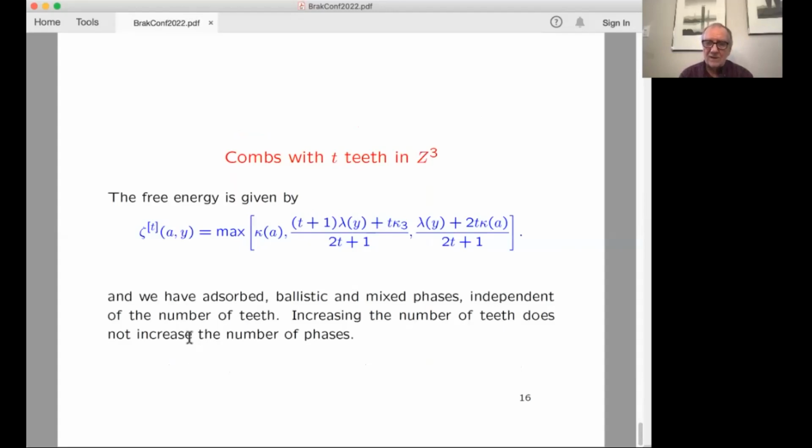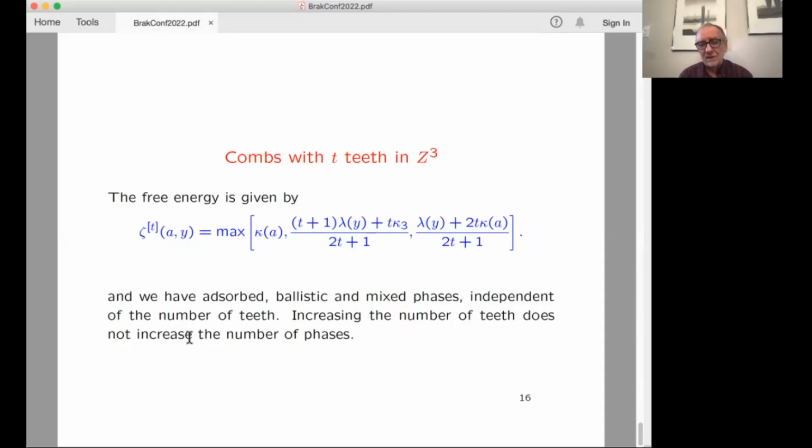The second one has this term t plus 1 times lambda of y, which is where the backbone of the cone is all ballistic. There are t plus 1 contributions to the backbone, and each of those is being pulled. And so each of them contributes a lambda of y term. And then t kappa 3 are from the teeth of the cone, which are neither adsorbed nor ballistic. And so they give t times kappa 3, they're all free.